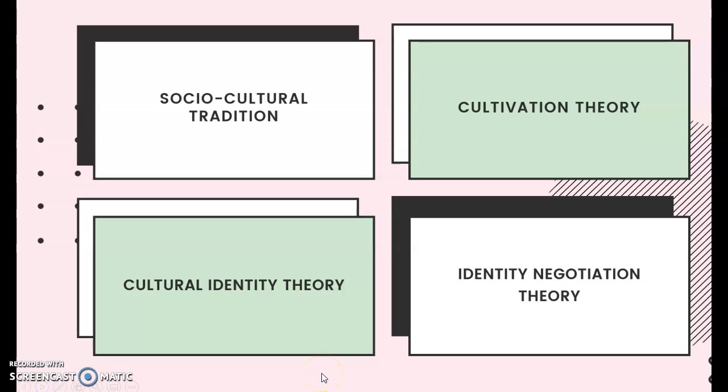The three theories that I chose to discuss in the sociocultural tradition are cultivation theory, cultural identity theory, and identity negotiation theory. Each one of these theories explains how our interactions and our environments can influence our understanding of the world. For example, cultivation theory can be used to explain how the media creates meanings for individuals that utilize it. An example of this is social media.